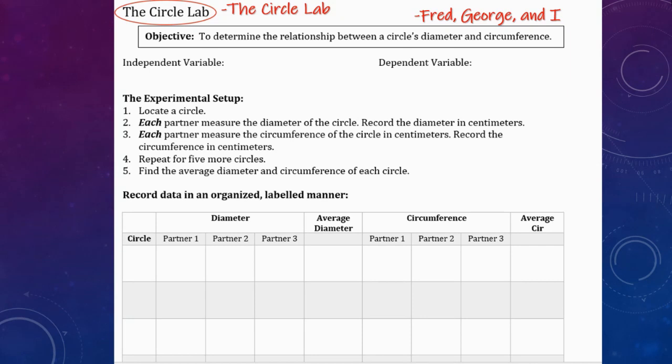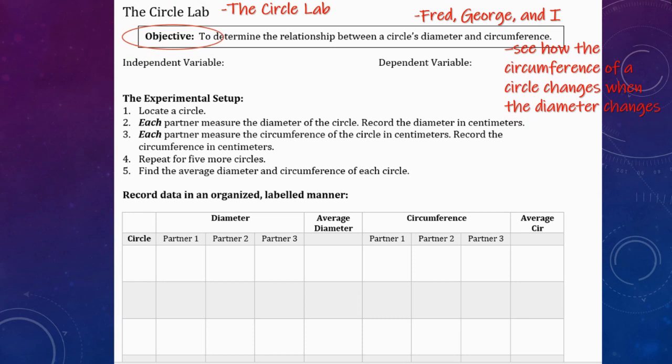So next is the main idea. What are we doing here? What is the purpose of the lab? We are looking to see how the circumference of a circle changes when we change the diameter in this particular instance. So if the lab has an objective, that's usually a good clue as to what the lab is all about. So you can use that as your annotation.